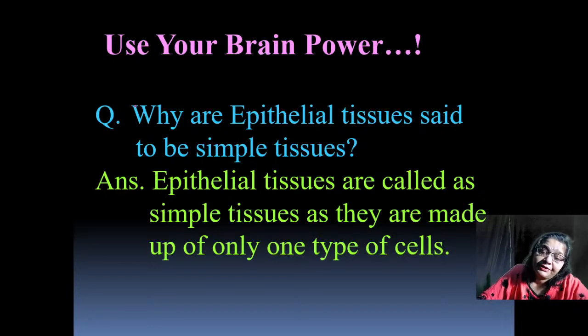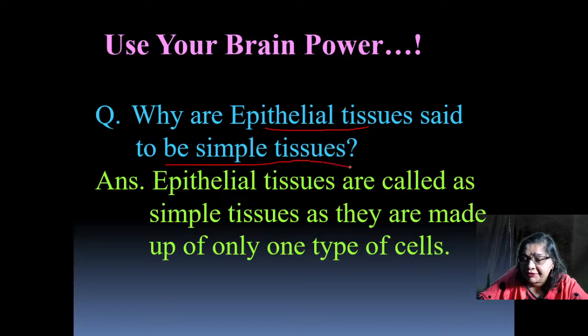Now let us use your brain power. You all are very smart students. So let us see, why are these epithelial tissues said to be simple tissues? Epithelial tissues are called simple tissues as they are made up of only one type of cells. That is very, very important. So epithelial tissues are all simple tissues.